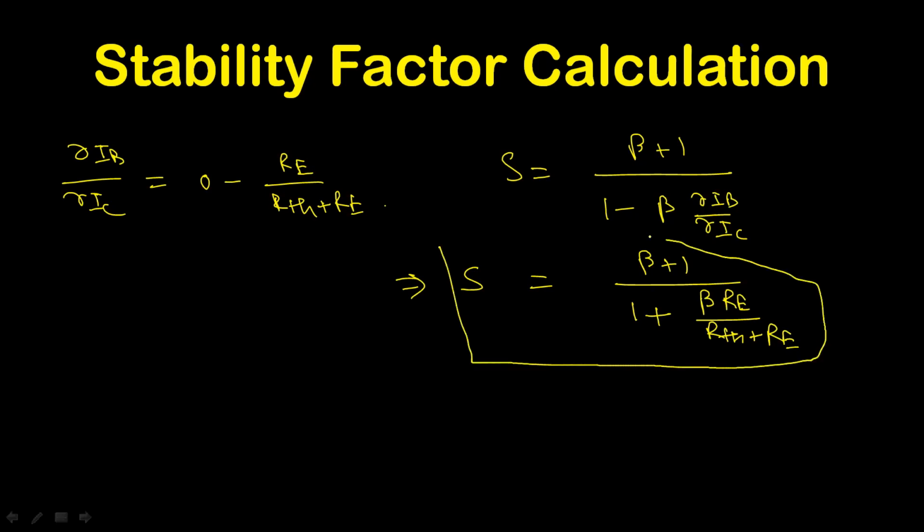Now if we compare this with a fixed bias circuit, in the fixed bias circuit it was only beta plus 1, now it is beta plus 1 divided by something. So of course it is less than beta plus 1. So the stability performance of the self-bias circuit is always better compared to the fixed bias circuit. And the stability value depends upon the emitter resistance RE also.